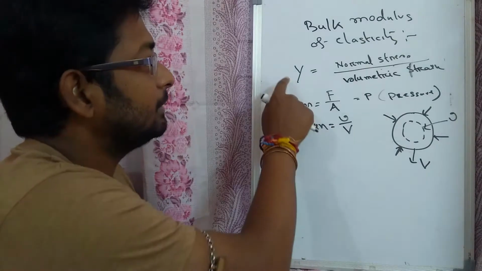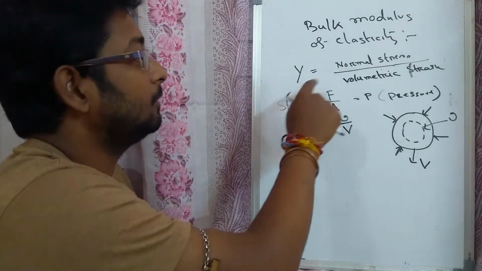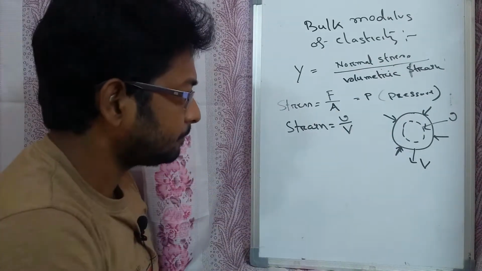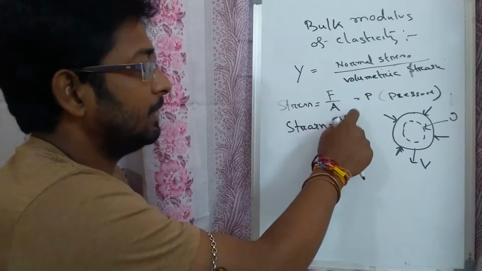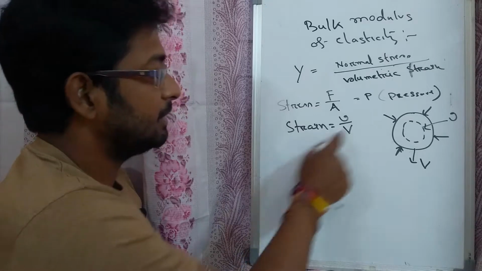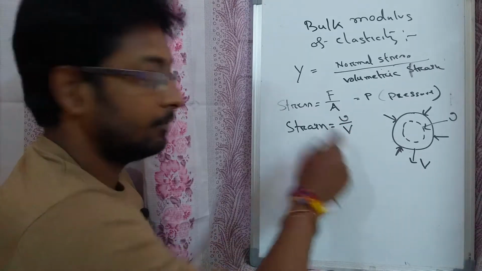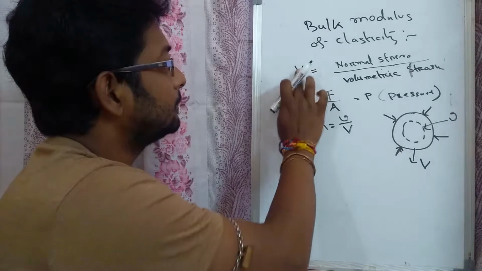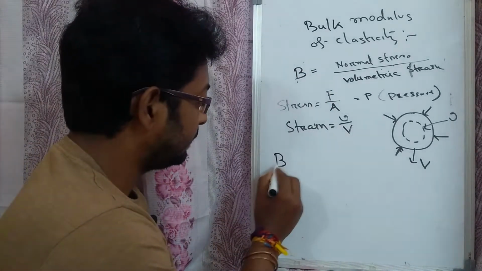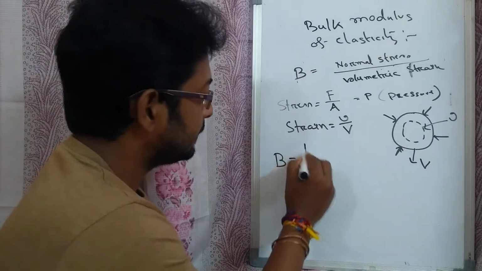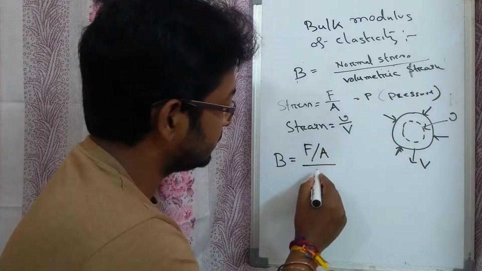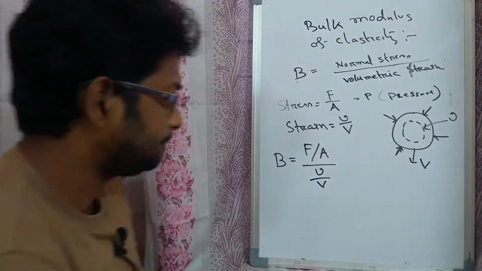So what is the definition of the bulk modulus of elasticity? It is the normal stress by the volumetric strain. Stress is the force per area, and we can also say this is P, because P is the pressure. Volumetric strain is the change in volume by the original volume. Now I am writing this as B. So now I can write the bulk modulus: B equal to normal stress, force per area, divided by volumetric strain, small v by capital V.